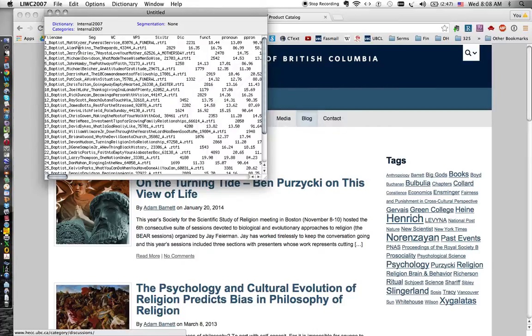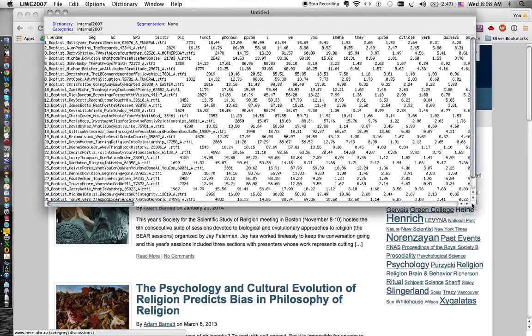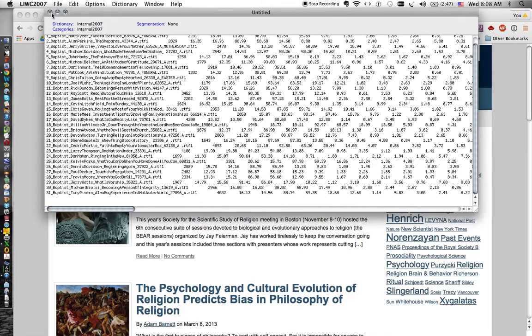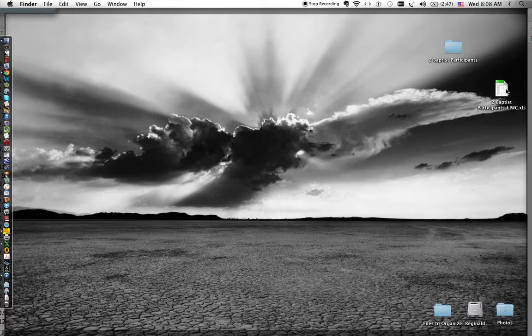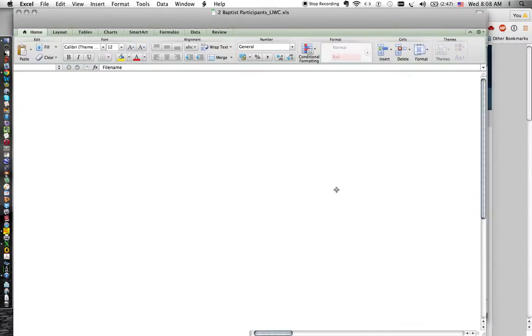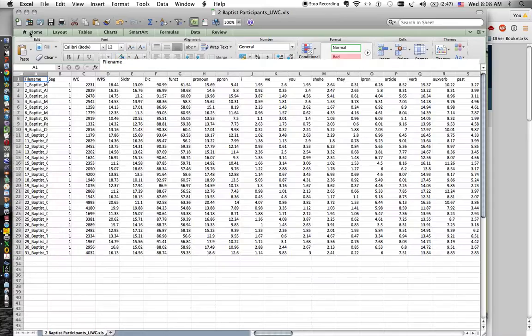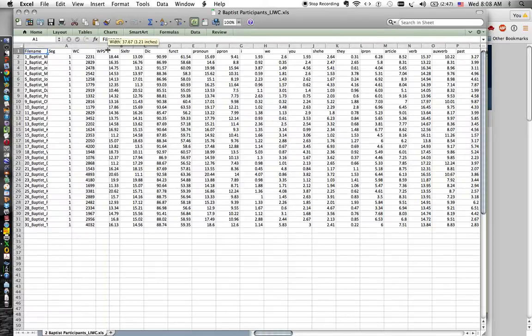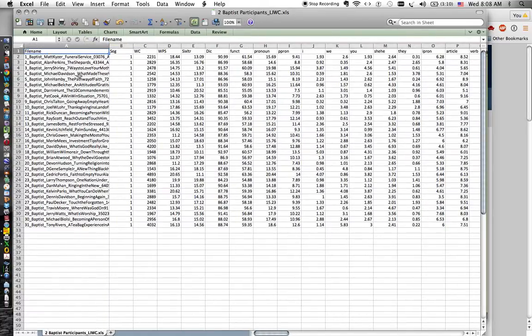After processing, LIWC will give you its own window here with the results, but it also drops, in this case, an XLS file to the desktop. So we can open one of these and take a look. Here we have the file name on the left. So here, row 5, a sermon by Michael Davidson, and in this case we've coded the zip code and the title along with the denomination and author.